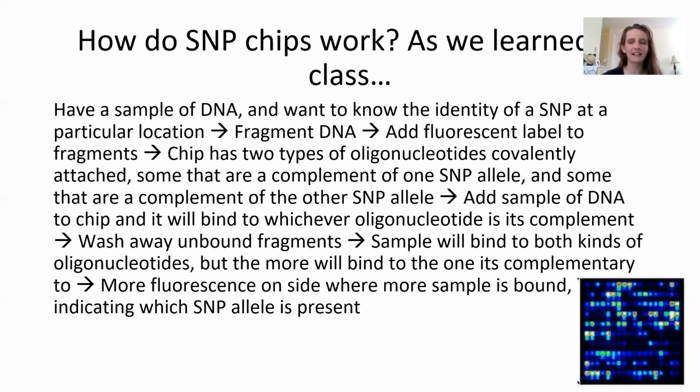So you add your sample of DNA that we fragmented to the chip, and it will bind to whichever oligonucleotide is its complement. Then you wash away the unbound fragments, and then the sample will bind to both kinds of oligonucleotides, but more will bind to the one it is complementary to. So more fluorescence on one side where more sample is bound indicates which SNP allele is present. And as you can see in this diagram here in the corner, the brighter parts, like where it's more red or green, show the side where this oligonucleotide is, where the SNP is located.